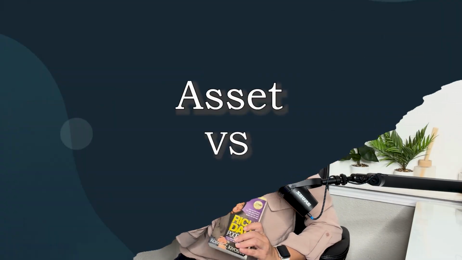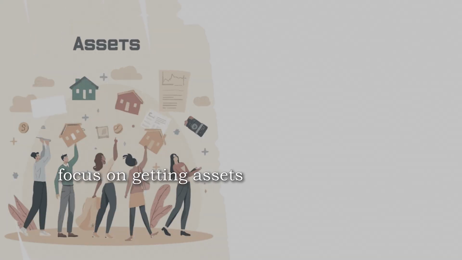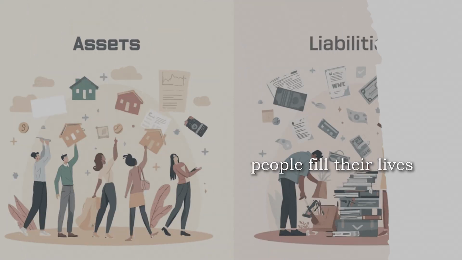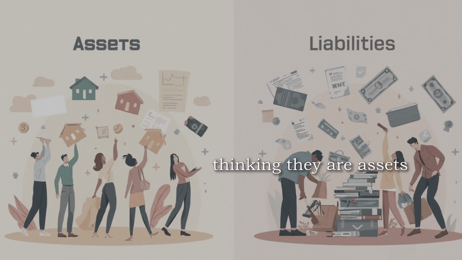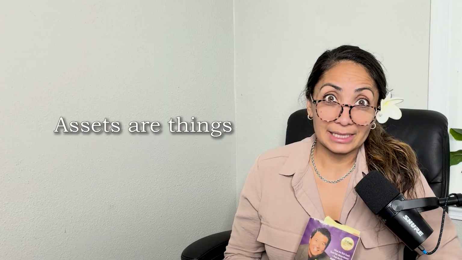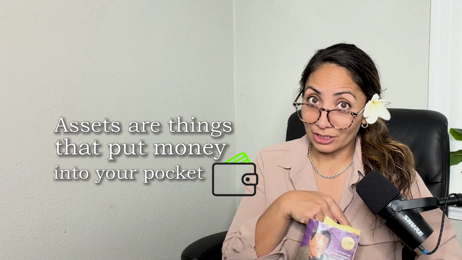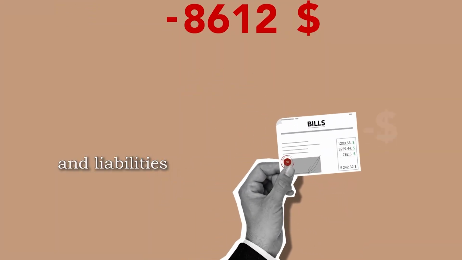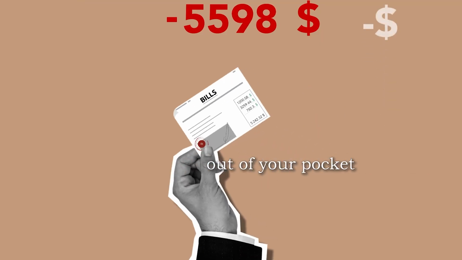First huge lesson in this chapter is understanding the difference between an asset and a liability. Rich people focus on getting assets. Poor and middle class people fill their lives with liabilities thinking they're assets. Here's how Robert explains it. Assets are things that put money into your pocket, and liabilities are things that take money out of your pocket.